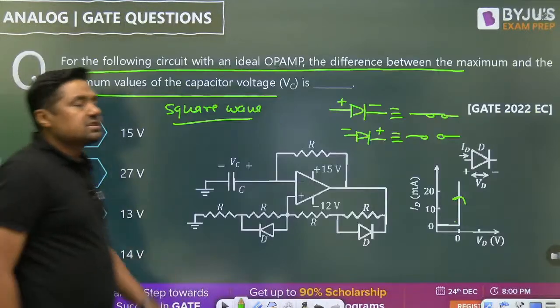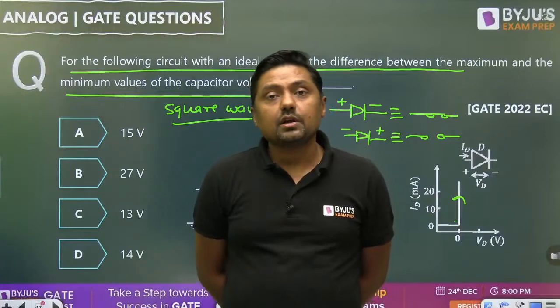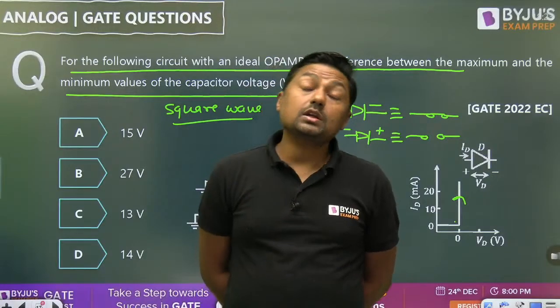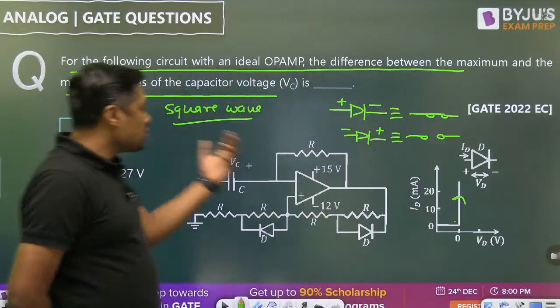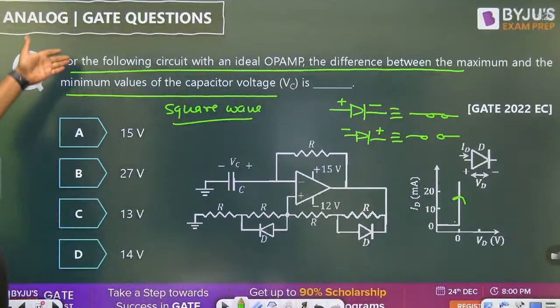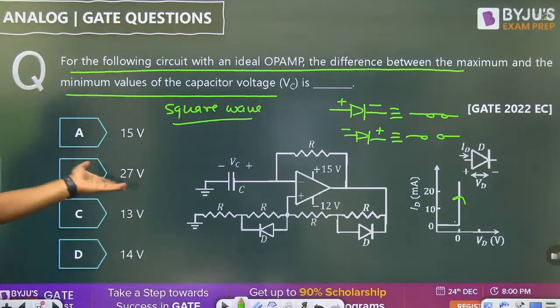What is the name of this circuit? It is an astable multivibrator. Another name of this circuit is square wave generator. Another name of this circuit is free running multivibrator. And the last option: what is the difference between the maximum and minimum value of the capacitor voltage?